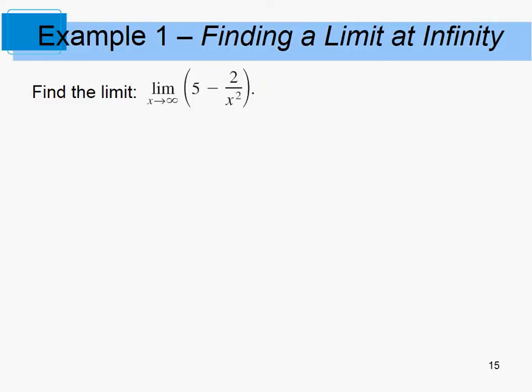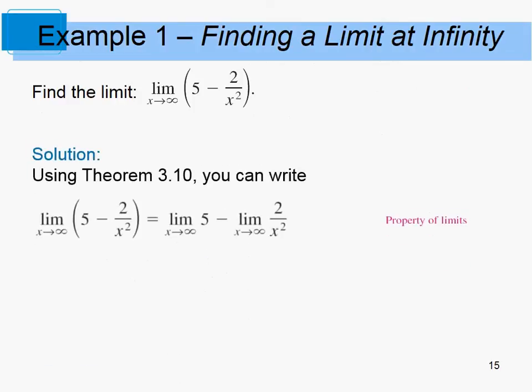So if we want to find the limit as x approaches infinity of 5 minus 2 over x squared, you have to be real careful, because this is two separate things, right? We can separate it into two limits. It's going to be 5. What's the limit as x approaches infinity of 5? It's just 5, right? It's a constant. What's the limit of 2 over x squared as x approaches infinity? That one's 0. So we get 5 minus 0. We get that the limit is 5.